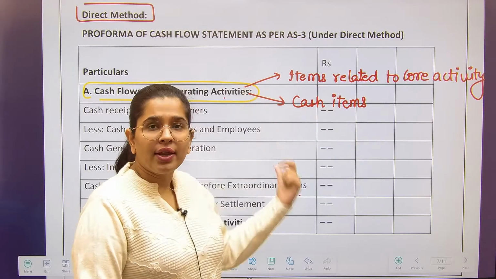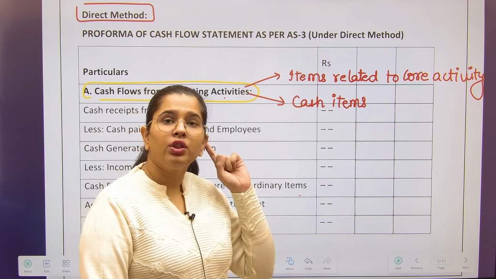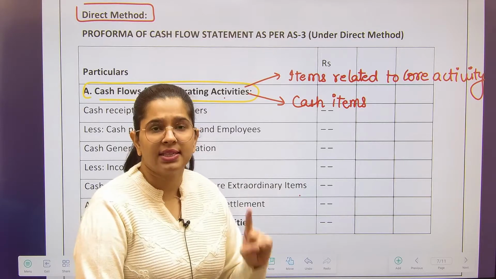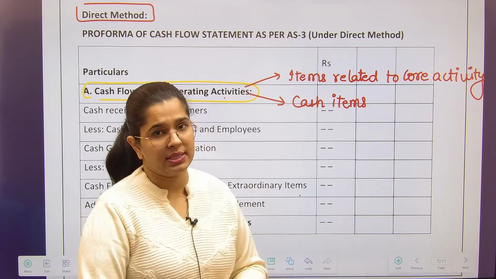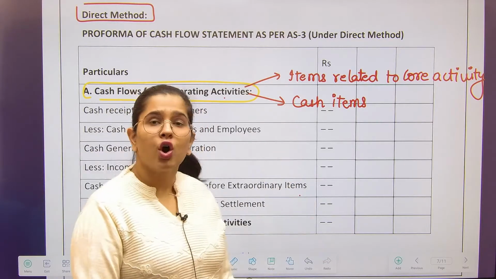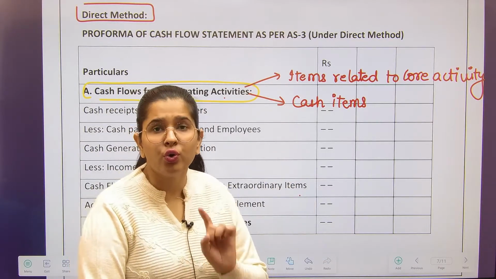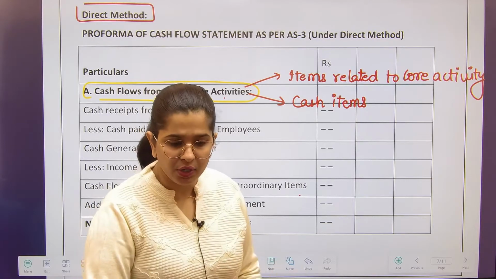First, in the operating activity column, only those activities, those expenses, those income will be taken care of which are related to the business. And next, those all should be cash items. No non-cash items will be included over here.